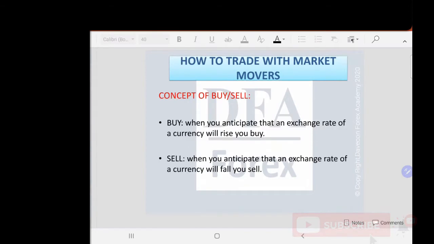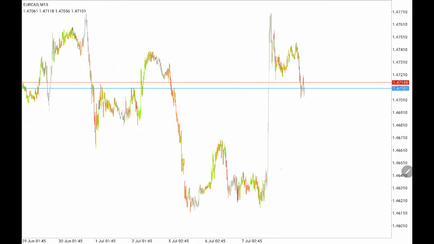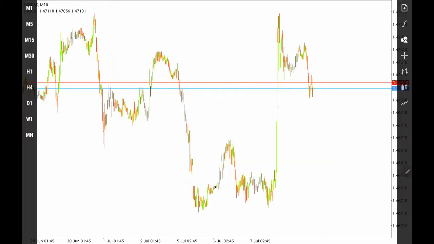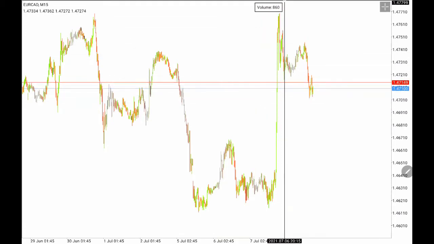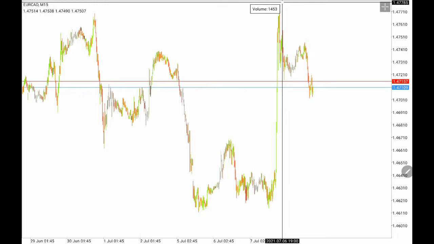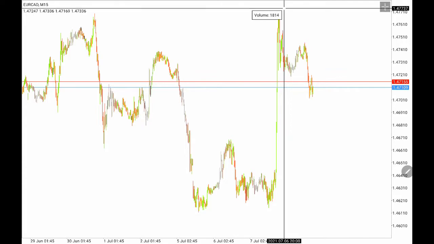So we'll talk about the concept of buy and sell. Remember I said in the forex market, when you anticipate that the currency wants to rise, you buy. When you anticipate the currency wants to fall, you sell. Now you see the way this is rising. See the way this currency moved. This means that euro is buying and CAD is selling. When you see it going up, it means it went bullish. The way it is going down means the opposite.